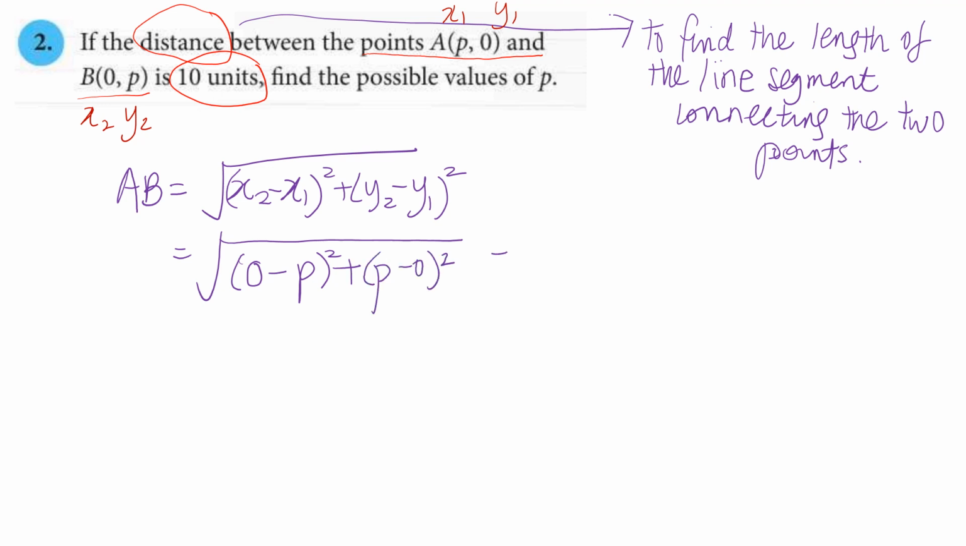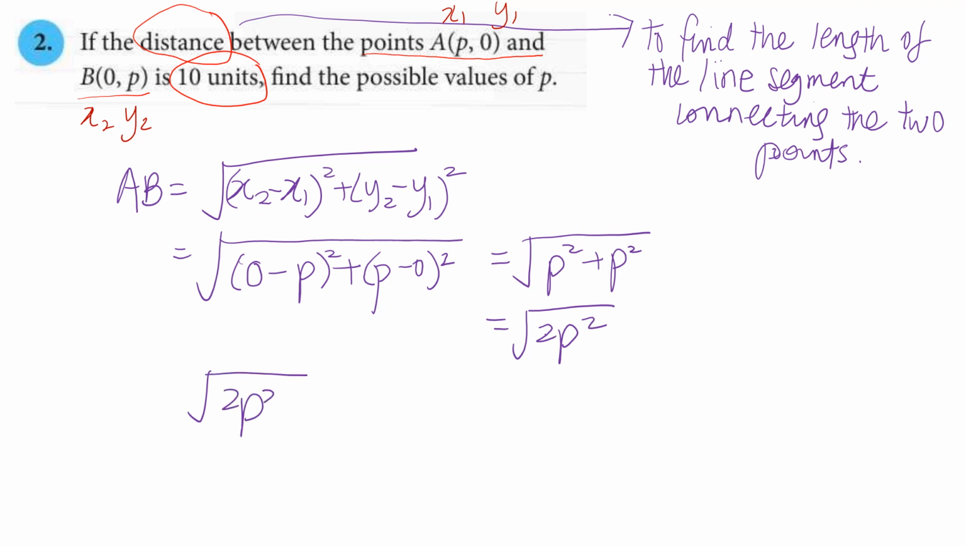Right, and that will give us p squared plus another p squared, and that gives you square root 2p squared. Alright, so we are given that this value is equal to 10 units, right? So how do we get rid of the square root? If you recall what we have learned in the chapter on surds, square root a times square root a will give you just a, right?